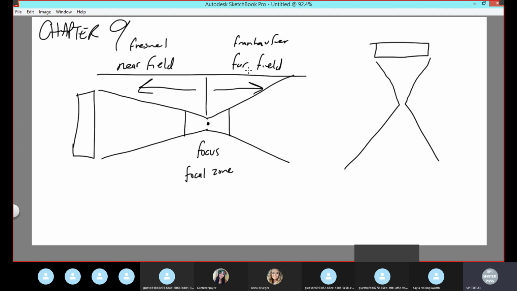Remember that the focus is the center. The focus is the single point where the near field ends. And in that very same place, the far field begins.